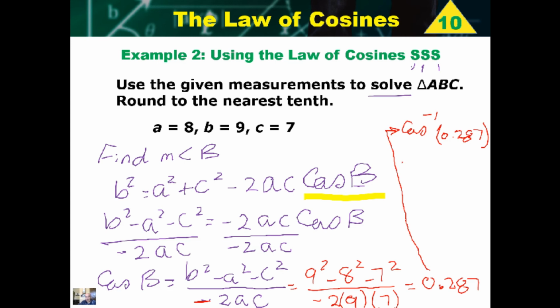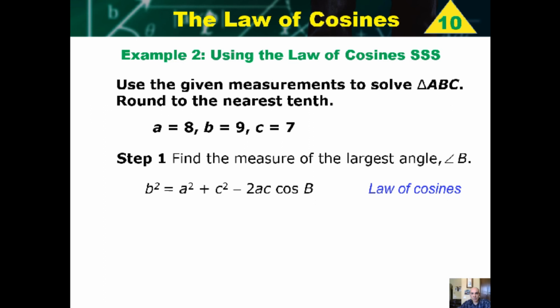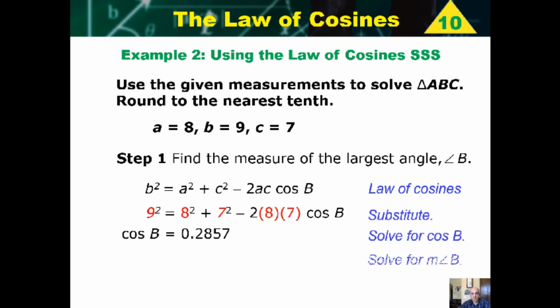If you put that carefully in your calculator, you will find out that the measure of angle B will actually be almost close to 73.4 degrees. Okay, that's how you do this one over here. Here it is done nice and printed for you.